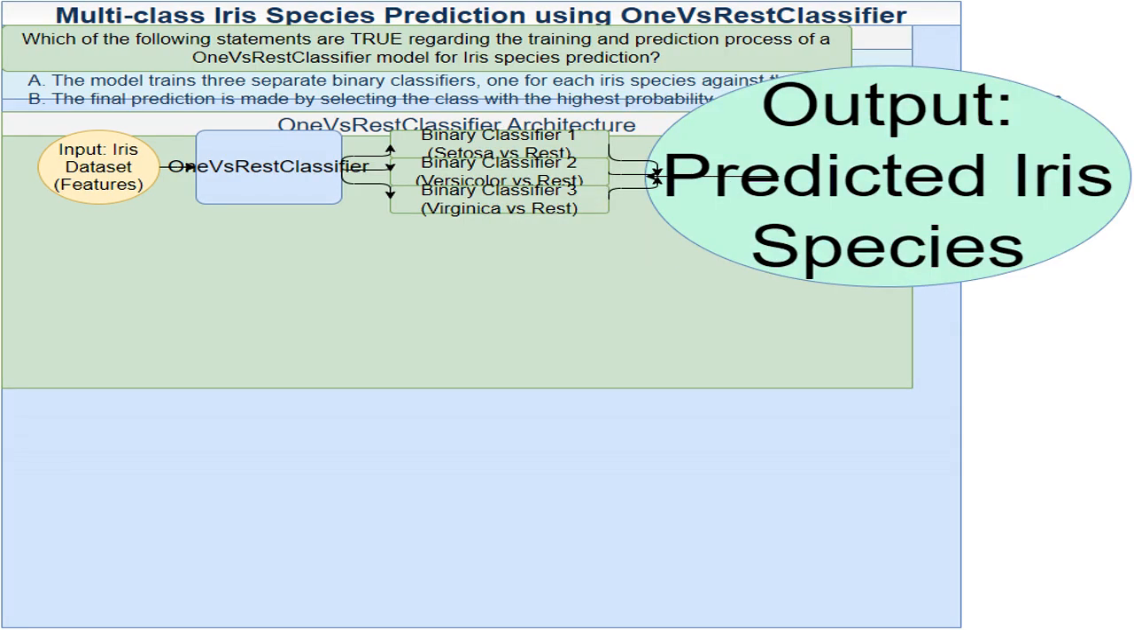Finally, the 1vsRestClassifier aggregates the probability scores from the three binary classifiers. The iris species with the highest probability score is selected as the predicted species for each flower. This completes the classification process.